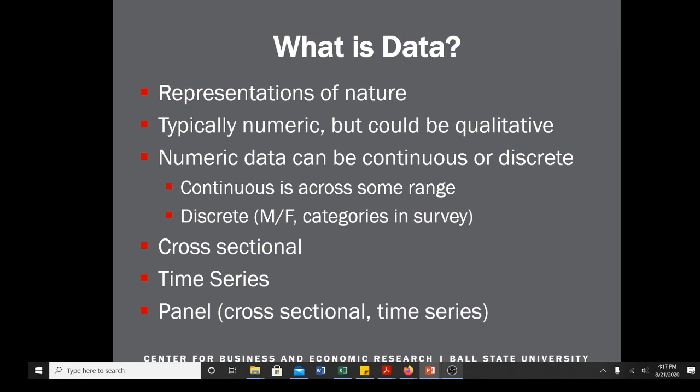So that's really all I have. Again, data is a representation of nature. It's typically numeric, but it can be qualitative. There's a number of ways to turn qualitative data into numeric data for analysis purposes. We usually think about data as being continuous or discrete. And again, continuous variables more likely to be your economists, your finance professors, your ops research. Discrete variables more likely to be management, marketing, those who are dealing with different types of survey data.